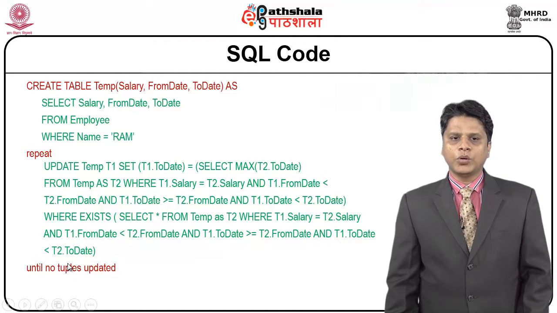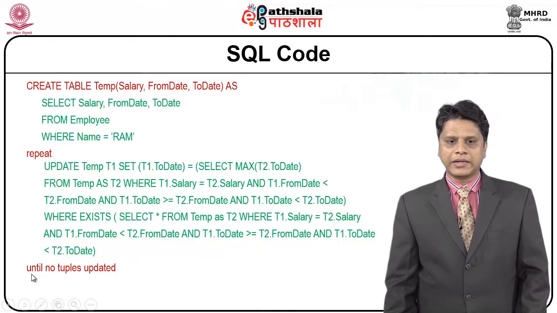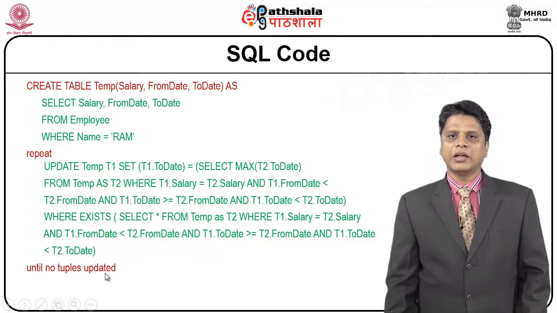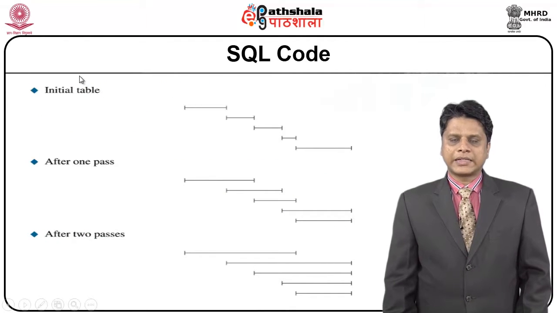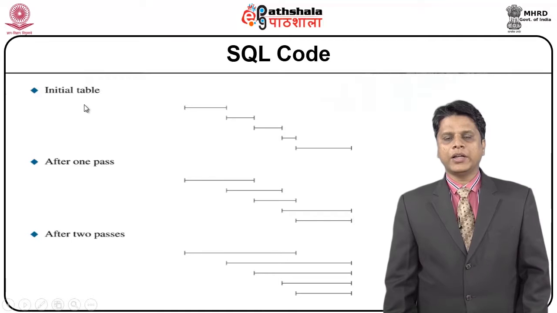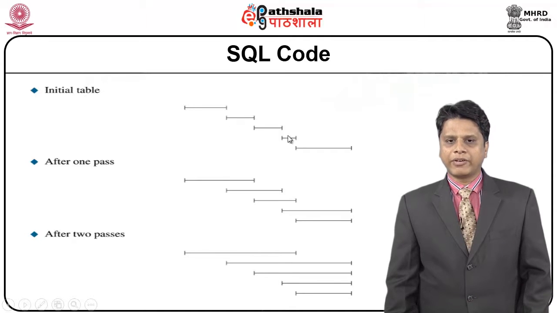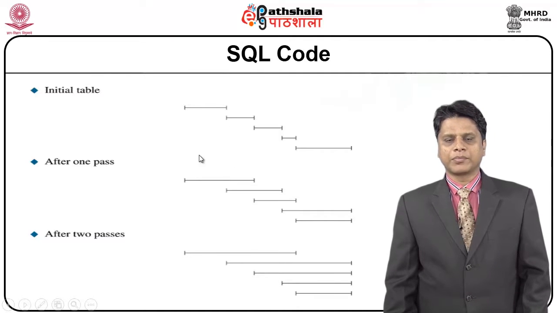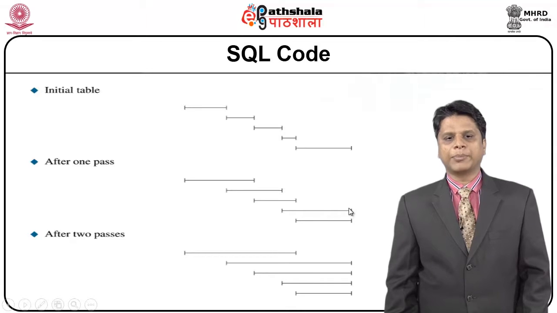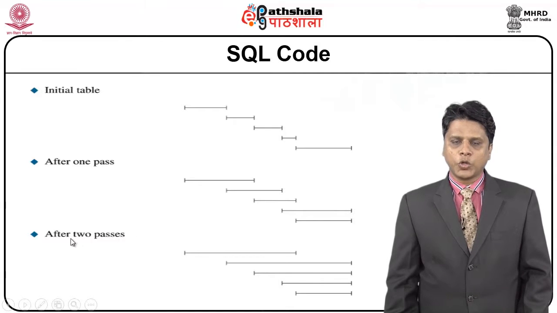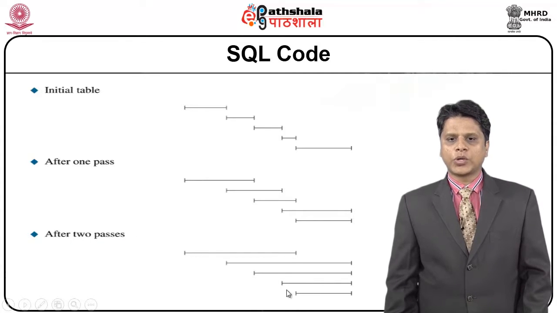We may have to repeat this procedure until no tuples are there to be updated. If you look at this table, initially the values do not overlap, but after one pass, that is after it has been repeated, there seems to be some overlap, whereas after two passes it seems to overlap a lot, but the end result is the common one.